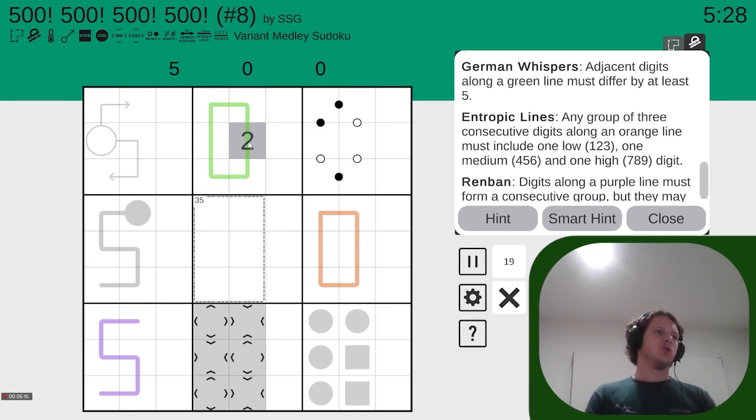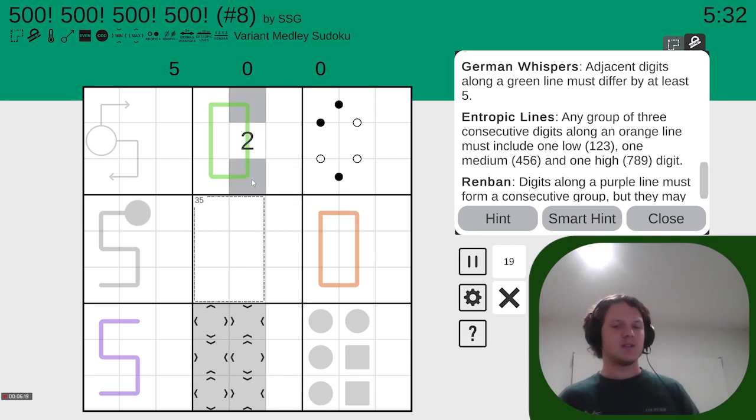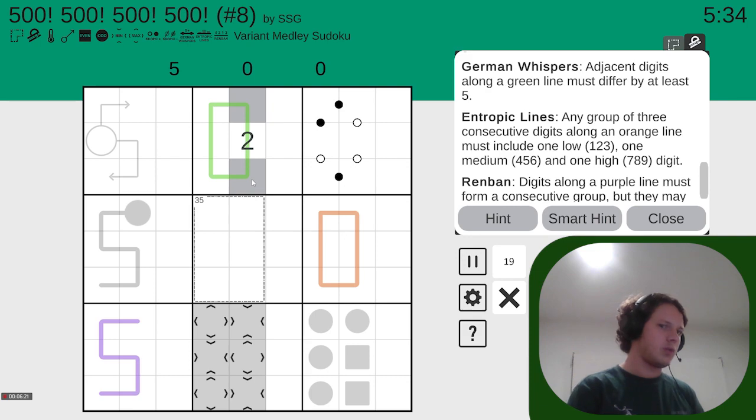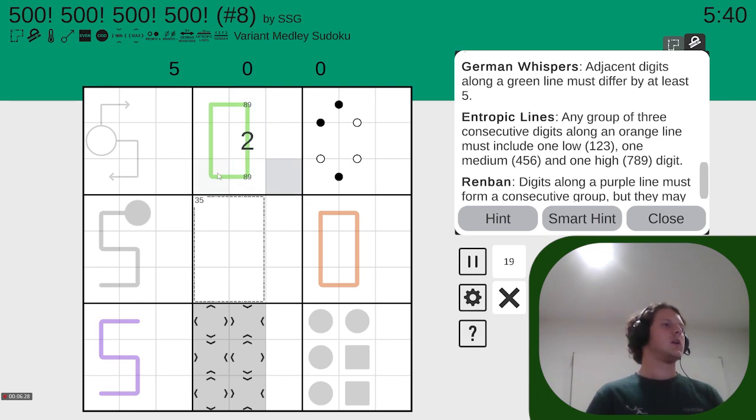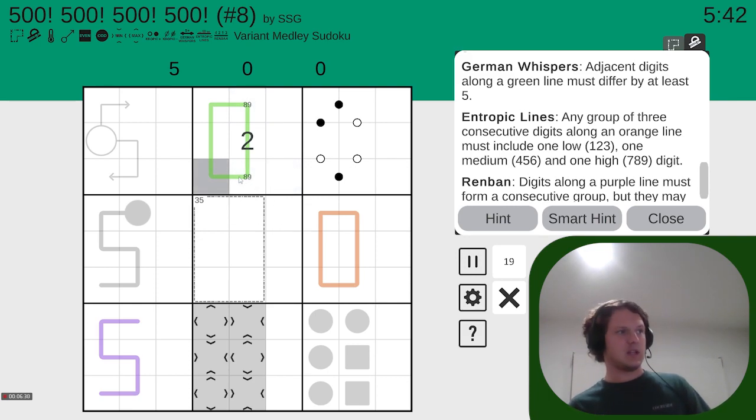So let's say this is a 2. These 2 here have to differ by at least 5, which means it can't be 3, it can't be 4, it can't be 5, it can't be 6, it can't be 7. So these 2 would then have to be an 8 and a 9. And that continues around. So let's say this one is the 8. This one has to differ by at least 5.